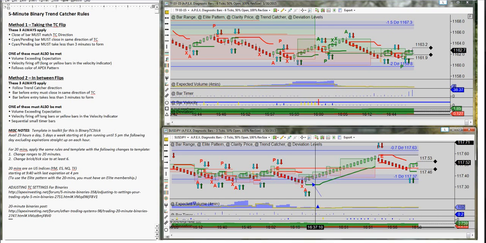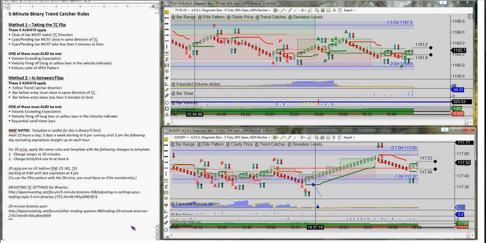Which instrument to use in the 20s? It is all the U.S. indices. I have that little note right down here on the chart because I get that question a lot. So it's the 20-minute in U.S. indices, YM, ES, Q and TF. They start at 9:40, and the last expiration is at 4 o'clock.